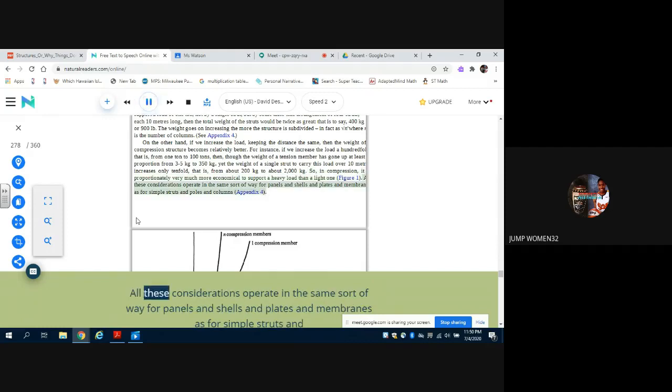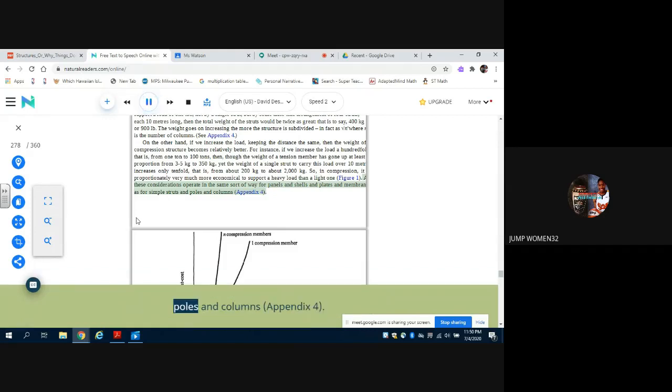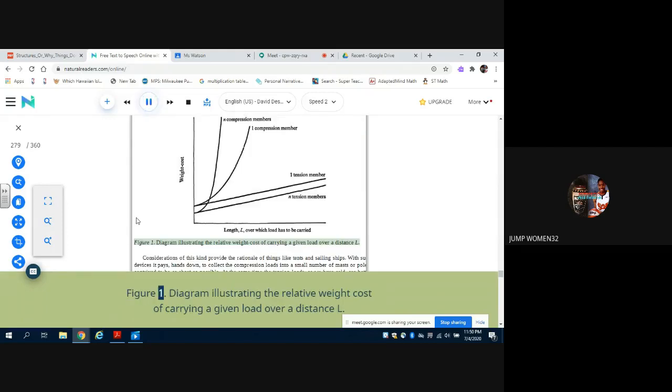Figure 1. All these considerations operate in the same sort of way for panels and shells and plates and membranes as for simple struts and poles and columns. Appendix 4. Figure 1. Diagram illustrating the relative weight costs of carrying a given load over a distance L.